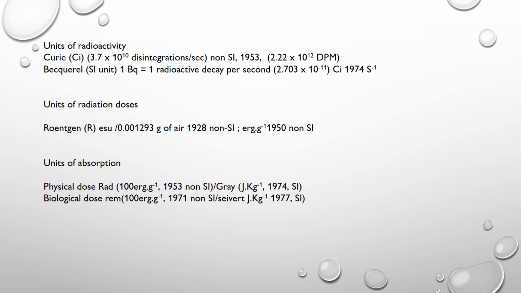And for biological dose, how you can measure the absorption, that is the rem. That is a non-SI unit. Sievert is an SI unit. Rem is again 100 ergs per gram. It was introduced in 1971 as a non-SI unit. Sievert is a joule per kg. It was introduced in 1977, which is an SI unit.